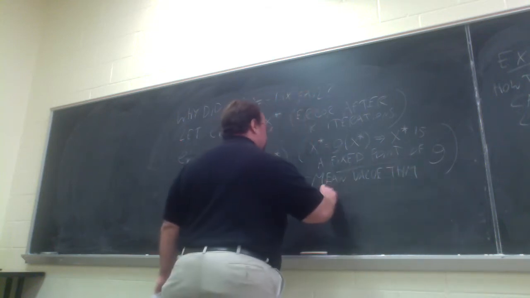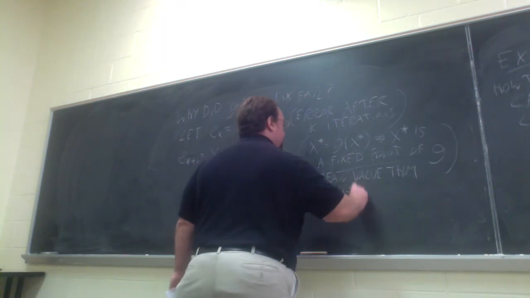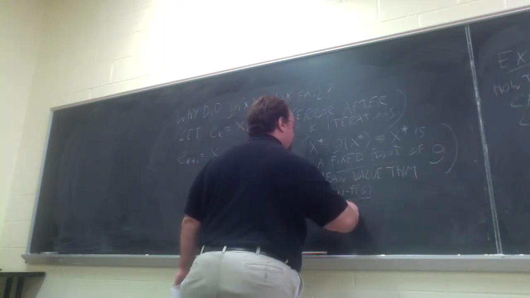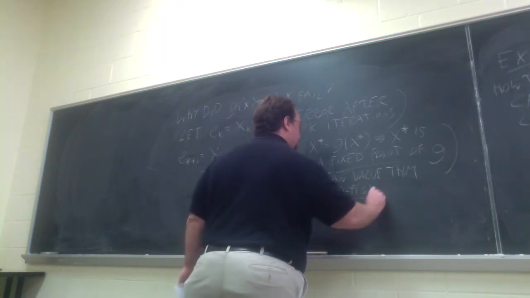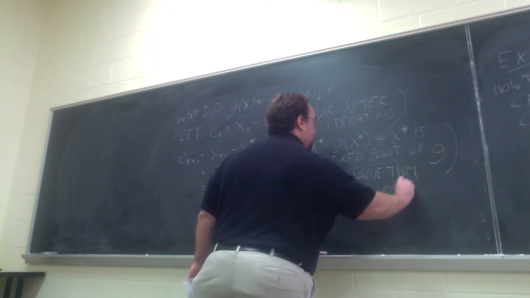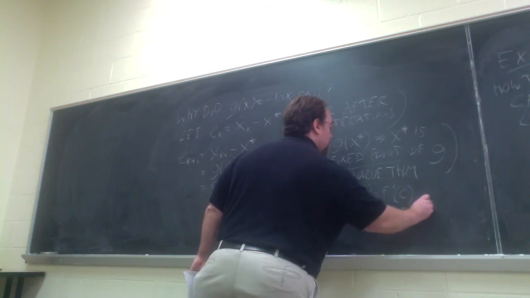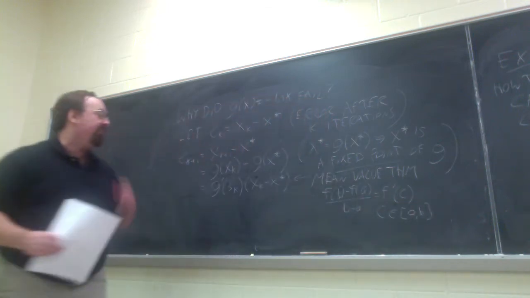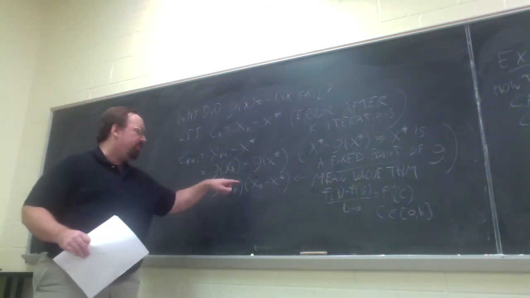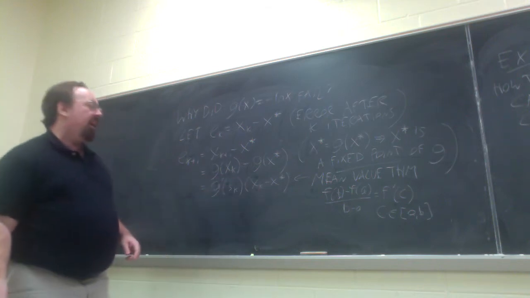Which you probably remember as being written this way: f of b minus f of a over b minus a is equal to f prime of c, where c is in the interval (a, b), an unknown point. Just as c_k is actually between x_k and x star.